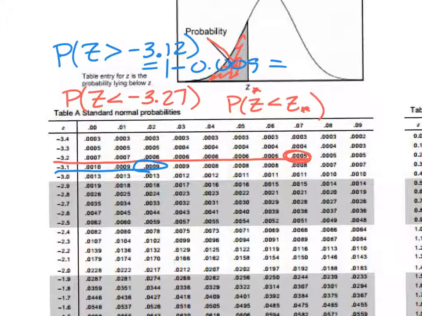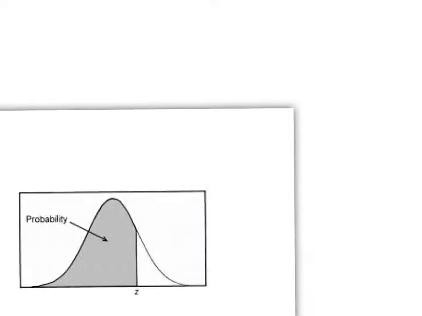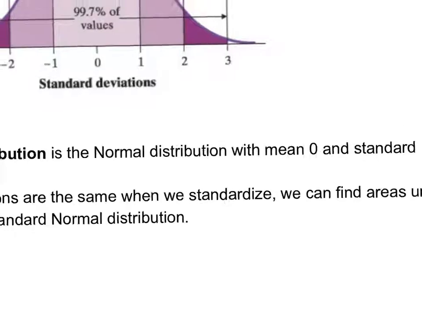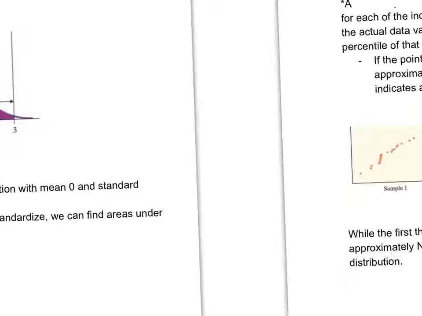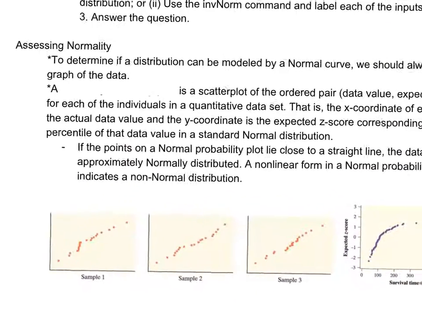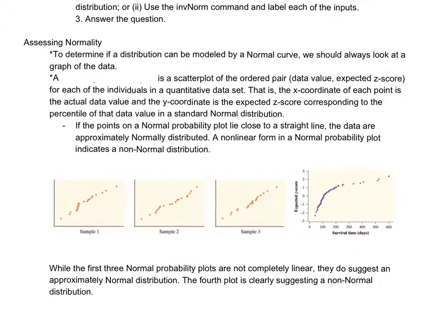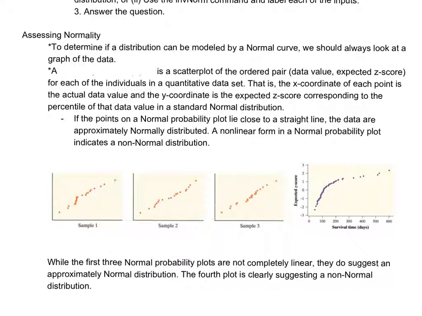Okay? Then the last thing in this section has to do with how we can assess normality of a distribution. So it's important for us to be able to determine if a distribution is normal and can be modeled by a normal curve in order to be able to answer some questions. So in order to do that, we always want to look at a graph of the data. So you could look at a histogram, you could look at a dot plot, a stem plot, and try to determine whether or not the graph was roughly symmetric, unimodal or single peaked, and bell-shaped.